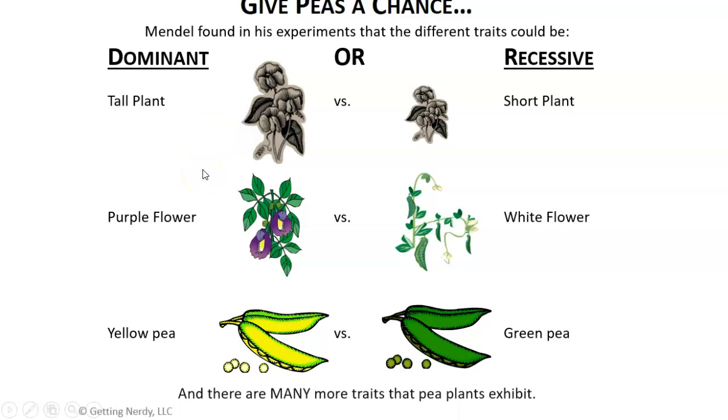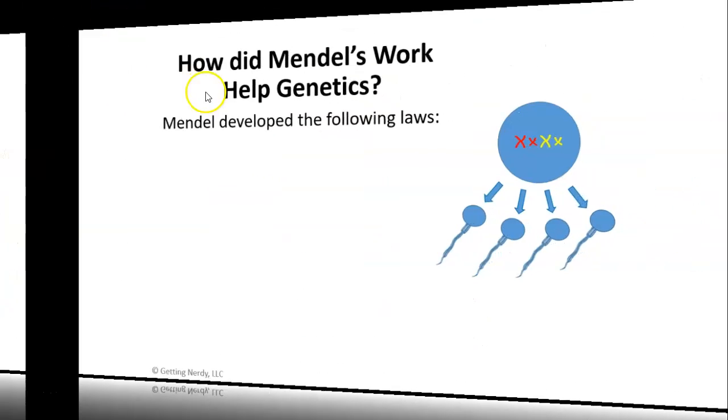There are also lots of other kinds of traits that pea plants exhibit, like whether or not the peas are wrinkled, the shapes of the leaves, the shapes of the pea pods. There's all sorts of things that he studied, or that you could study about pea plants.